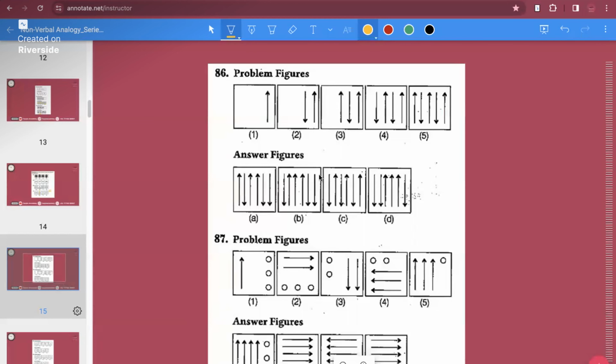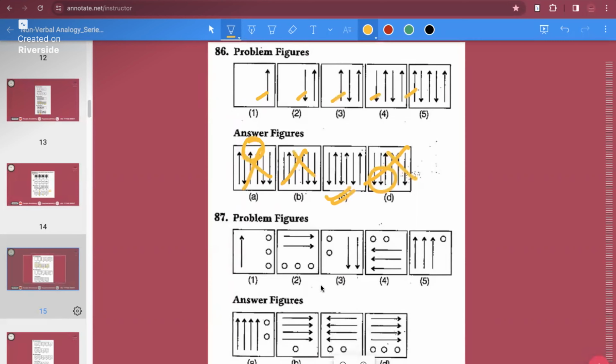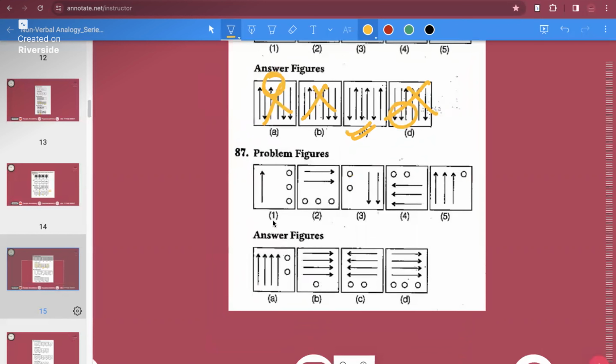Up, then down added, up added, down added, up added, then there will be down. Then this is not, this is not, this is not, because there is two. C is your answer. Okay, next in the series, guys.